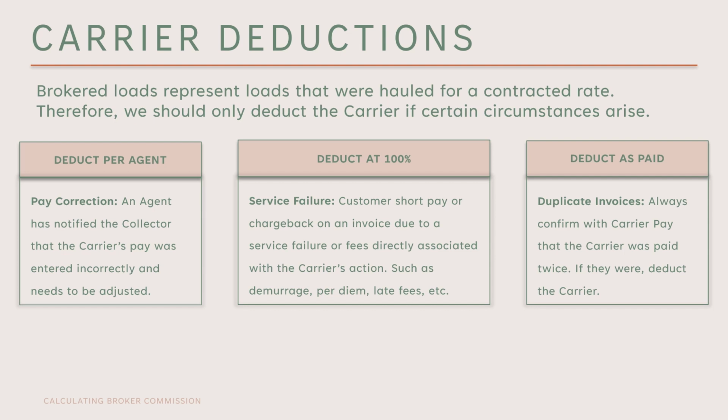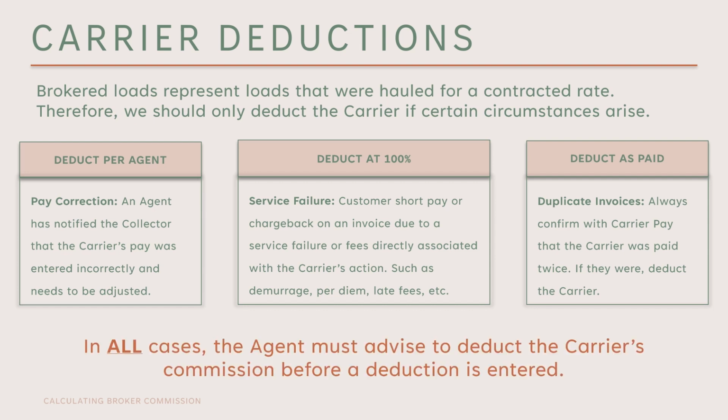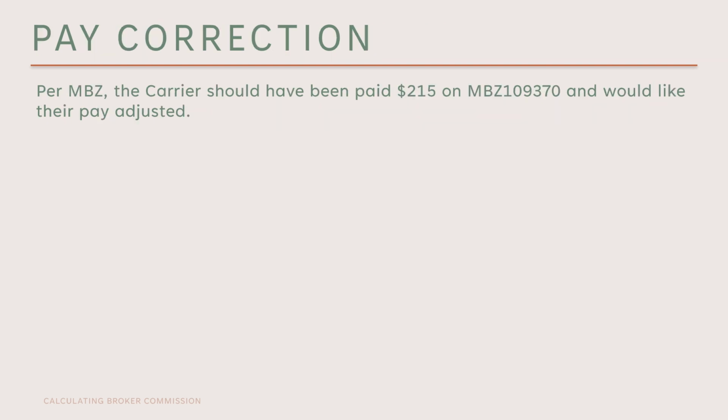It's important to also note, in all cases, the agent must advise to deduct the carrier's commission before a deduction is entered. So this is just like the drivers. We want to make sure the agent wants the carrier's commission adjusted before you enter these deductions. Because like I stated before, these are contracted rates. So we want to make sure that the agent is aware and approves the carrier to be deducted before you're processing those adjustments. So let's go over a pay correction example.